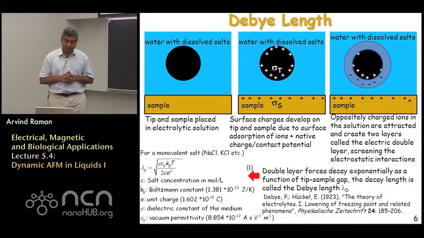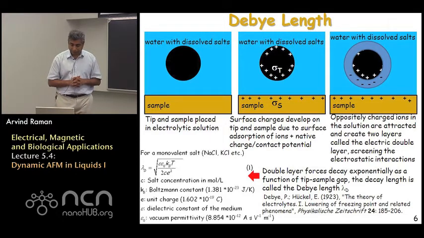So as you can see, the concentration in moles per liter sits in the denominator. So as the concentration becomes small, the Debye length becomes large. On the other hand, when the salt concentration becomes large, the Debye length can become very small as well. So that's one very important thing. And again, there's a reference shown at the very bottom. This is one of the earliest works that started looking at electrostatic forces and screening effects in liquids.